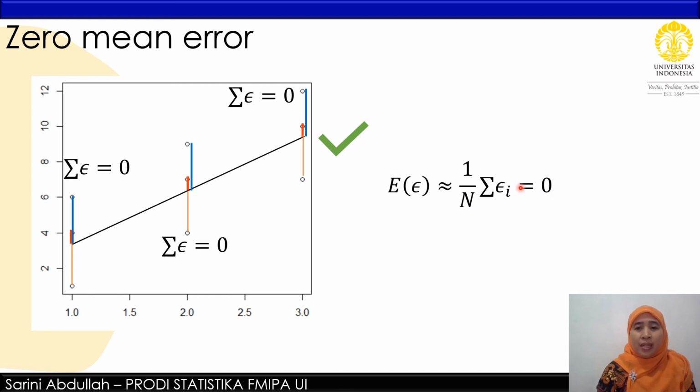To get this assumption fulfilled, we would fit a line that passes as close as possible to each data point, and if that is not possible, then we will try to make our line be in the middle of the data points. So that's what is meant by the zero mean error.